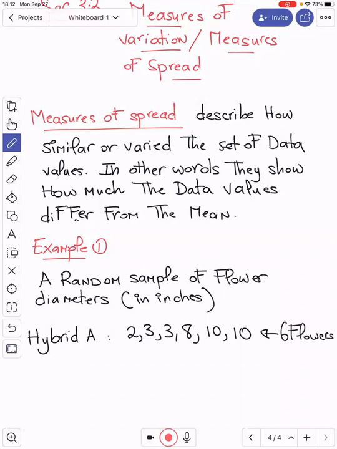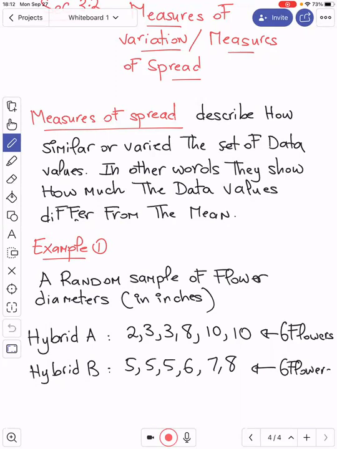Okay. The second type of flowers, hybrid B. Let's say the first flower has a diameter of 5 inches, the second the same, the third the same, 5 inches as diameter. Fourth flower has 6 inches as diameter, then 7, and then 8. Again, we also have 6 flowers.